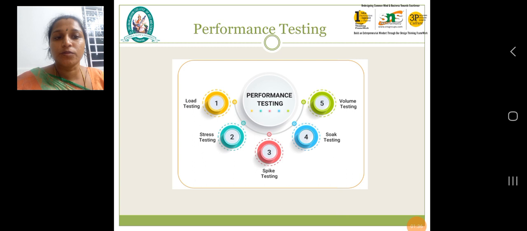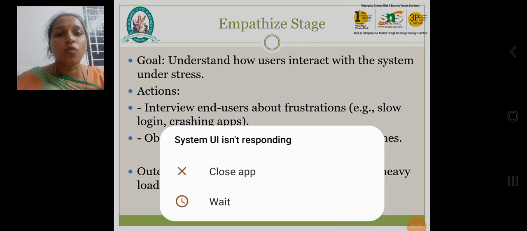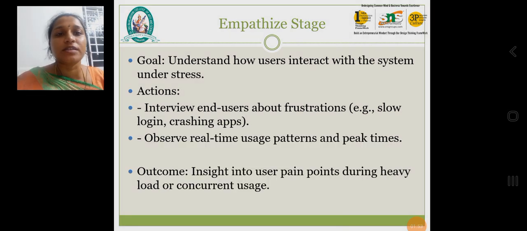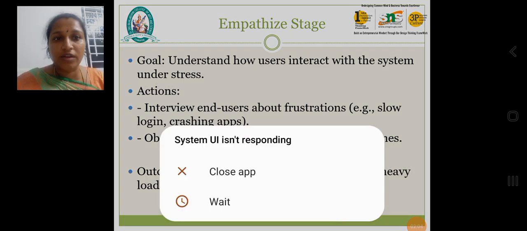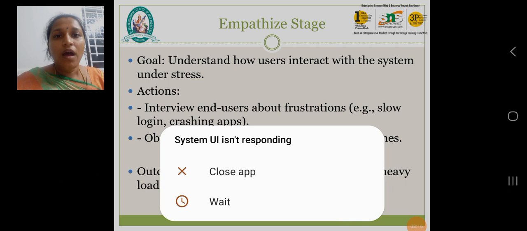First one, goal: understand how the user interacts with the system under stress, what problems they are facing. And second one, action: what interviews are taken from the end users about their frustration, for example slow loading or slow processing. And second one, real time usage patterns and peak times. At the peak times, how it is going on, what problems they are facing, we need to go along with that. And the outcome, the user pain points, we are going to analyze. We are giving a concurrent usage.